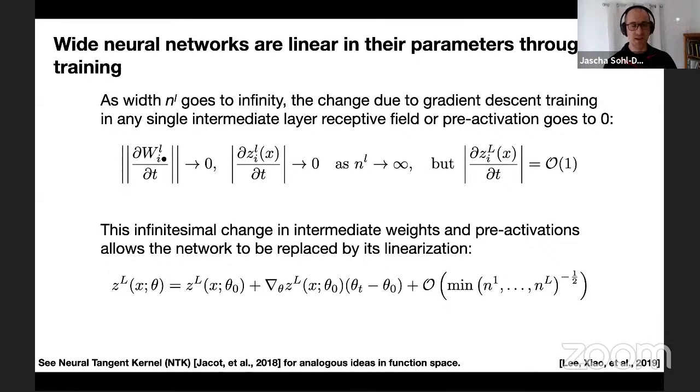This does mean, though, that wide neural networks become equivalent to a random feature model, where those random features correspond to the gradients of the network output with respect to the parameters. And training involves learning the coefficients for each of those random features. I should also call out that the neural tangent kernel paper develops these same ideas, but working exclusively in function space rather than parameter space.